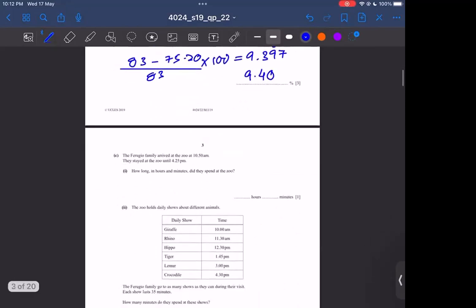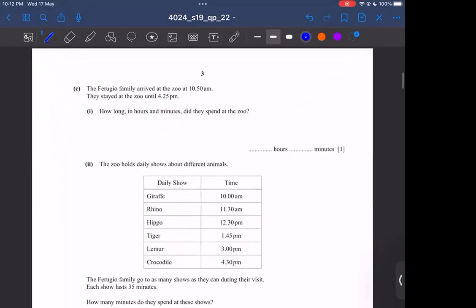Now we have part C. In part C, it says the Frego family arrived at the zoo at 10:50 a.m. They stayed at the zoo until 4:25 p.m. How long in hours and minutes did they spend at the zoo? So this is the time problem. They are arriving at 10:50 and they stayed in the zoo till 4:25.